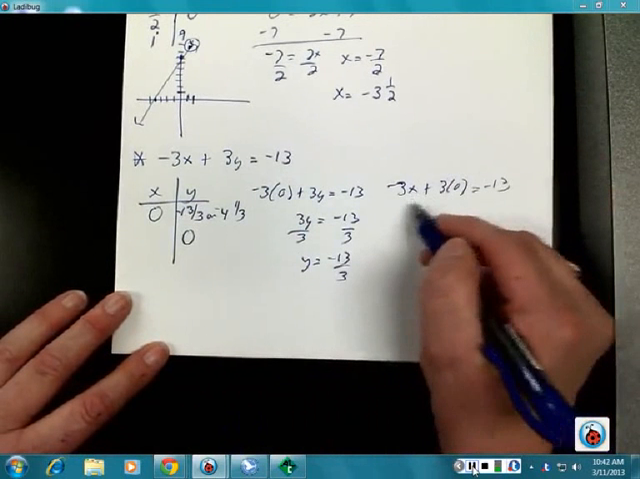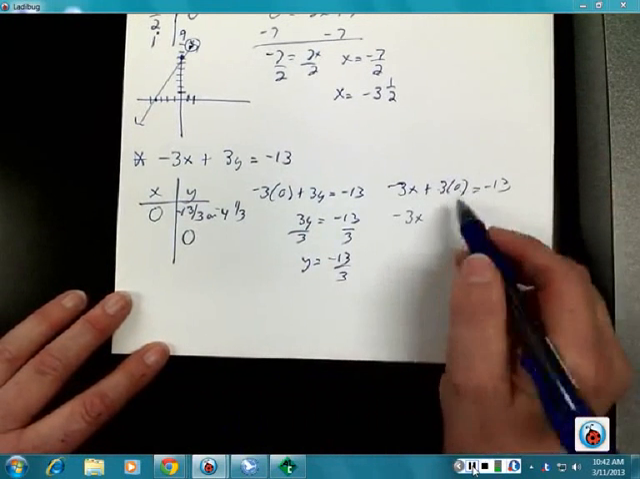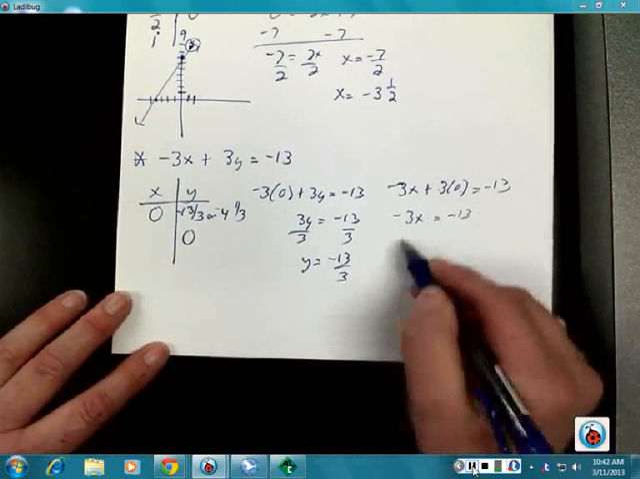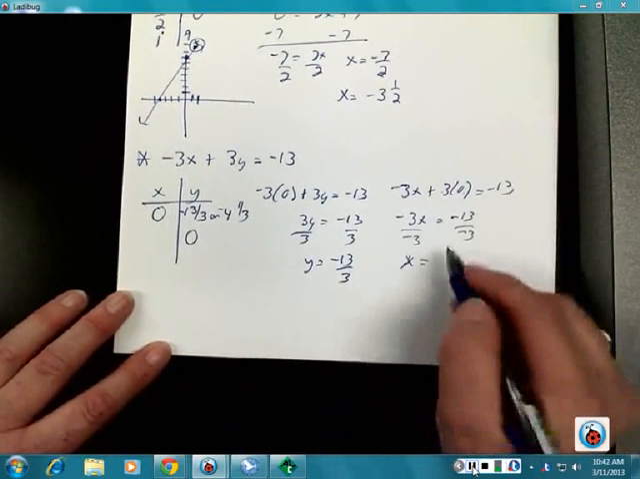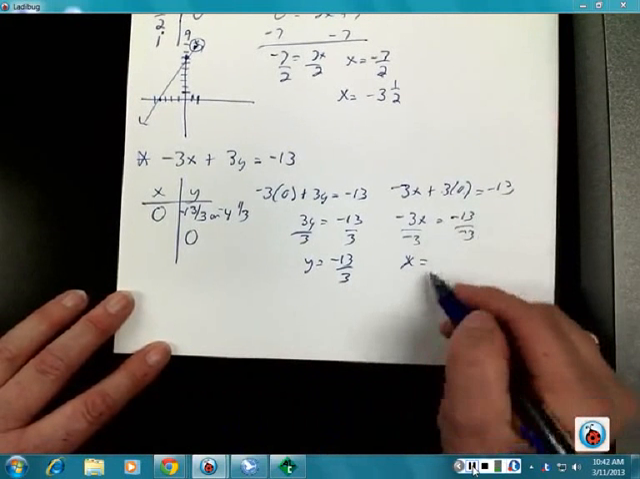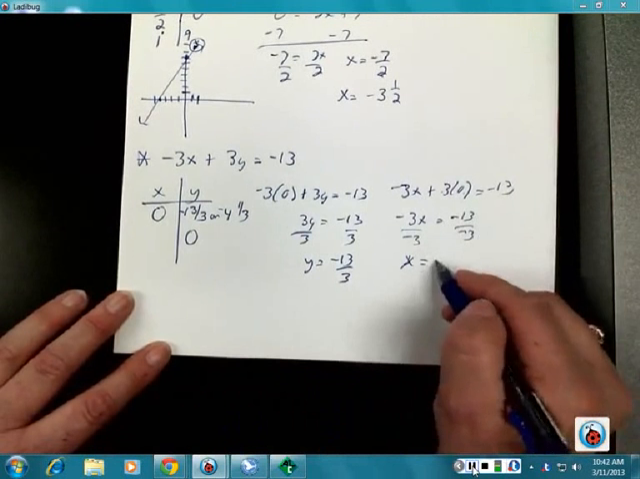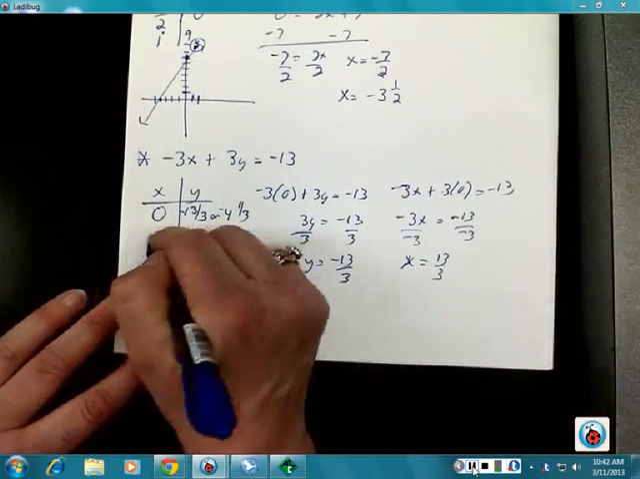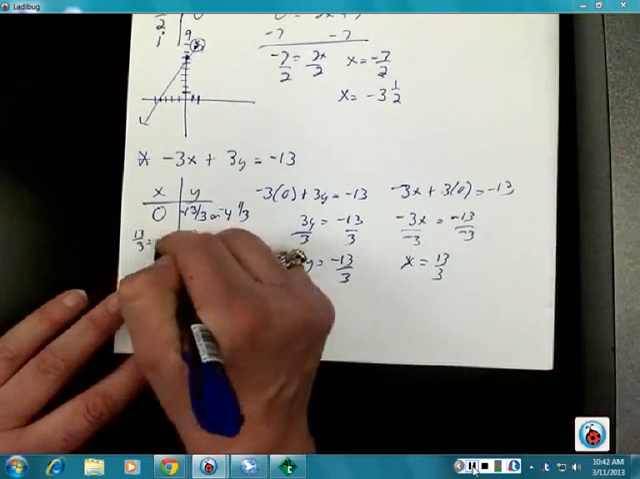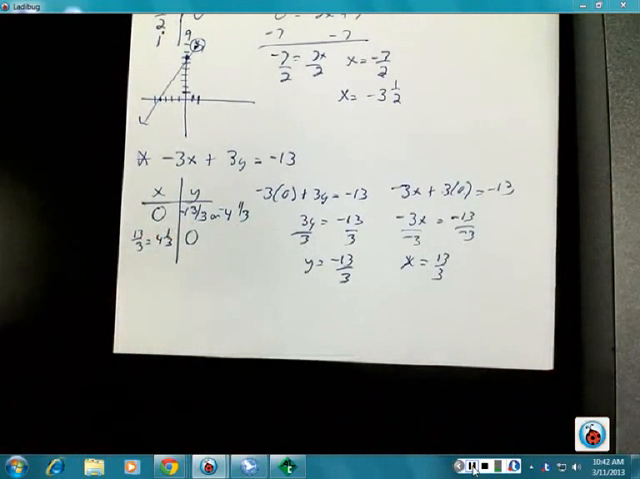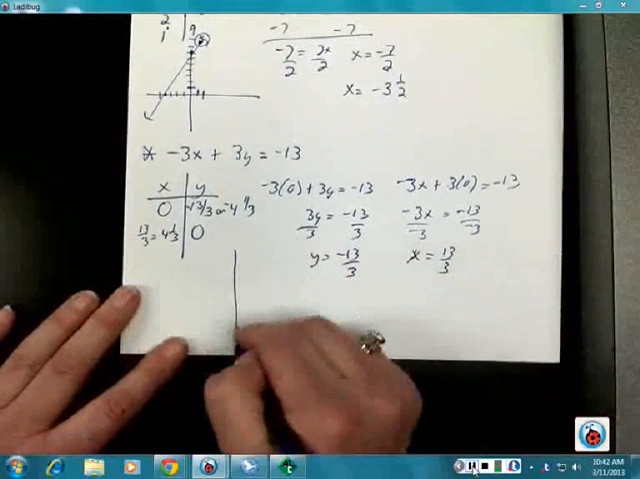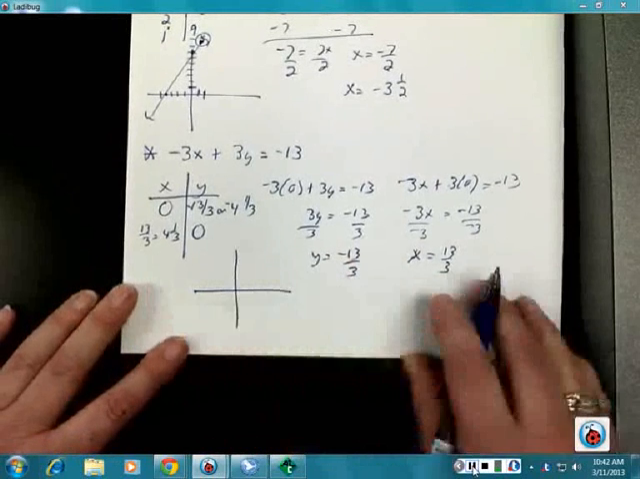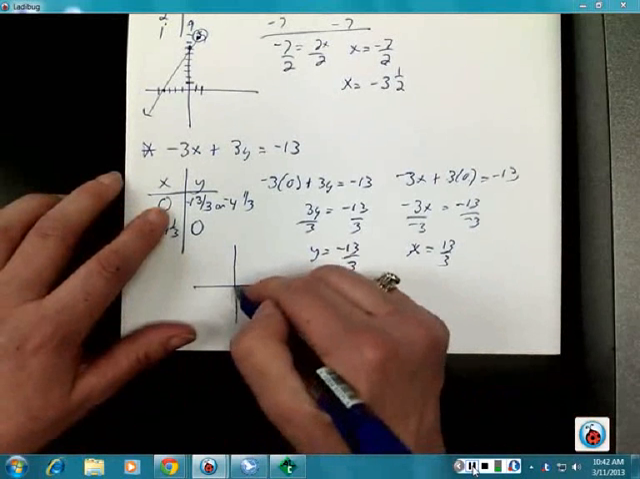And then if I put 0 in for y, I find out that I got a negative 3x, that's 0, equals a negative 13. Divide by negative 3. And I find x is equal to a positive 13 thirds. Or 4 1/3. And then I would plot those by estimating where those happen to be if I were going to graph it. So if I graph this whole thing, I would graph the first one when I'm at 0, I'm down 4 1/3.